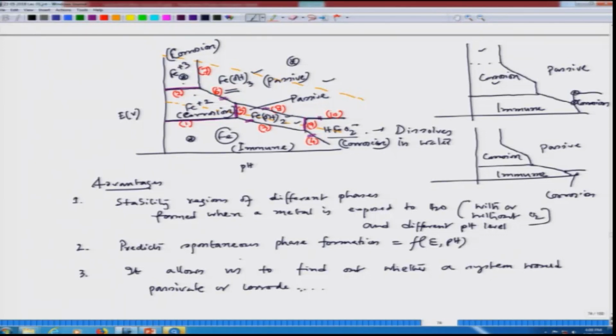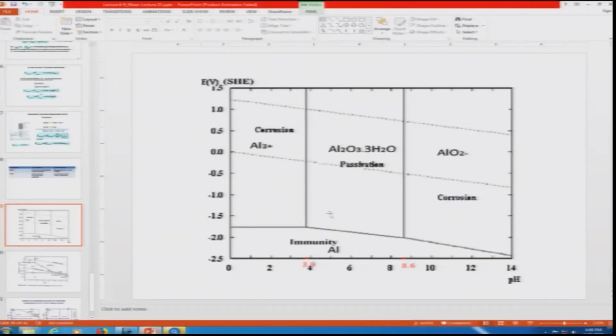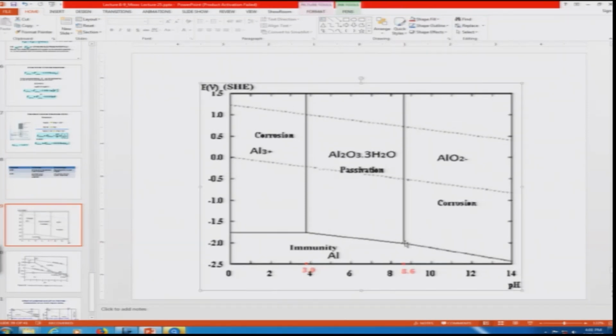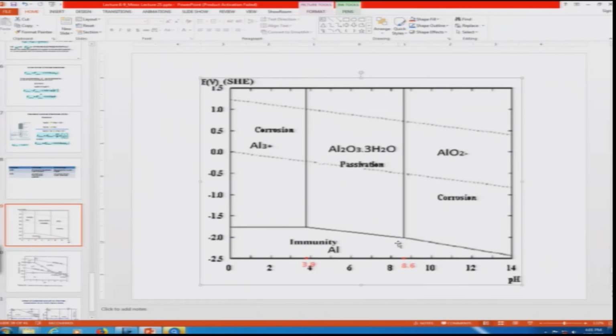If I see the aluminum Pourbaix diagram, this is the aluminum Pourbaix diagram. If we see that when the pH level is 8.6, if I show the cursor, this 8.6, beyond that we get AlO2 minus and then it would corrode. But when the pH is between 3.9 and 8.6 and the potential is within this region, the Al2O3 region, we get passivity.